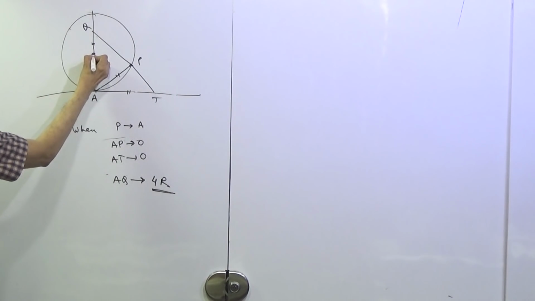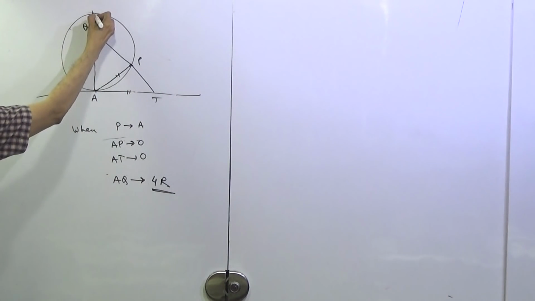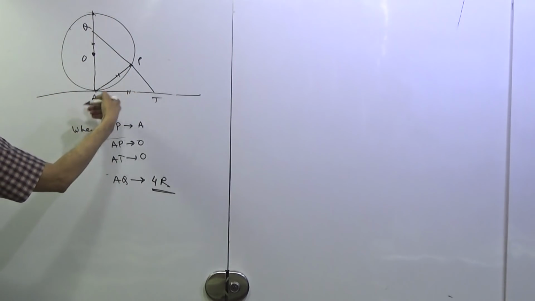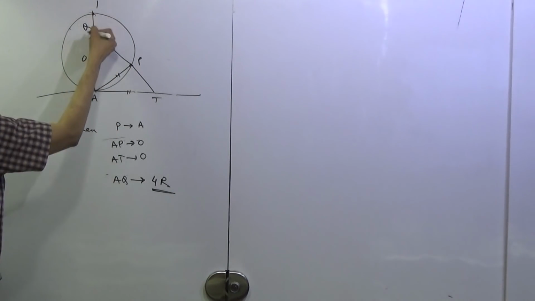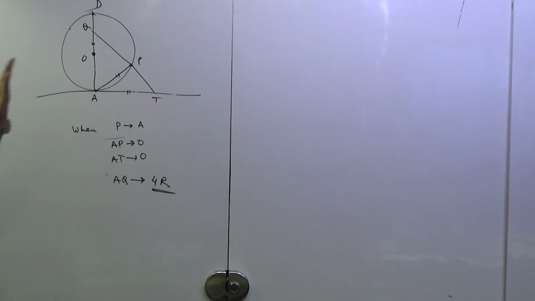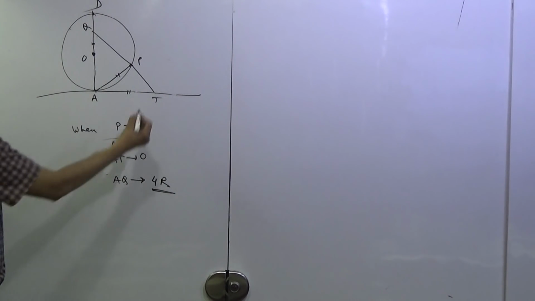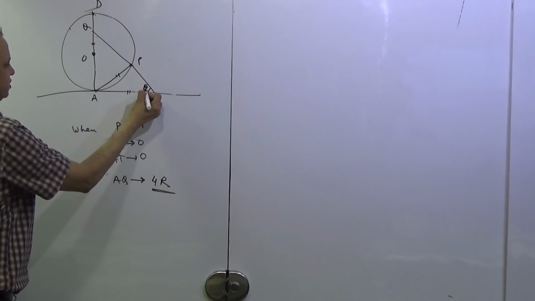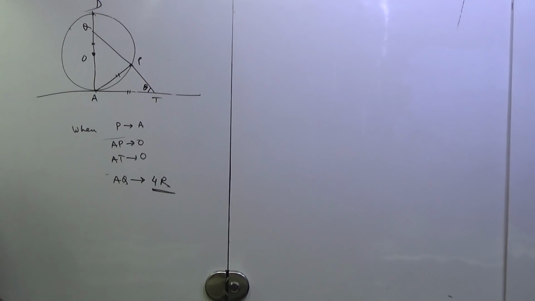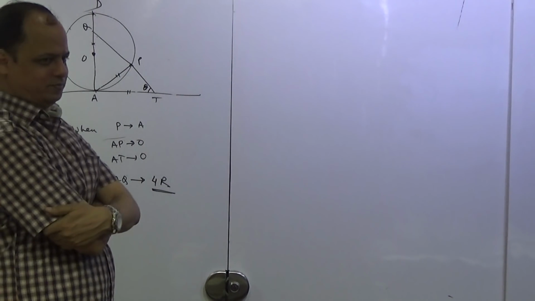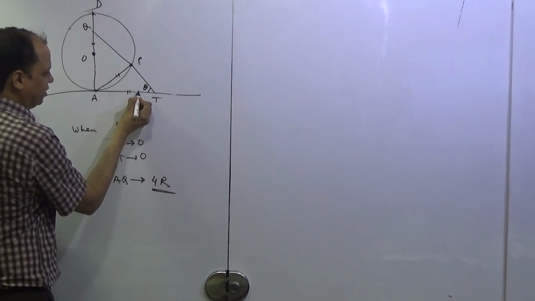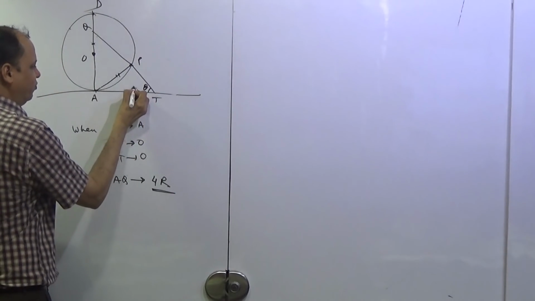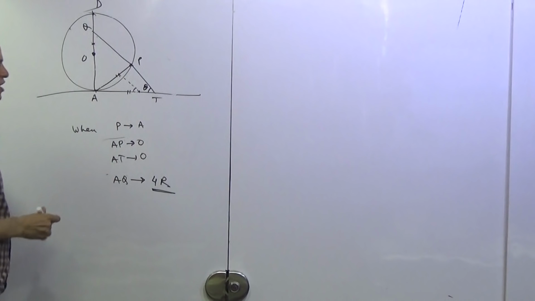Let the center be O, and give this point also. We have taken PQ, so this is D. Any point we can take. Let us consider this angle as theta. Now can you tell me, when P is approaching towards A, theta is approaching towards what? 0 or 90? Just think. When T comes to this side, will the angle increase or decrease? It will increase.